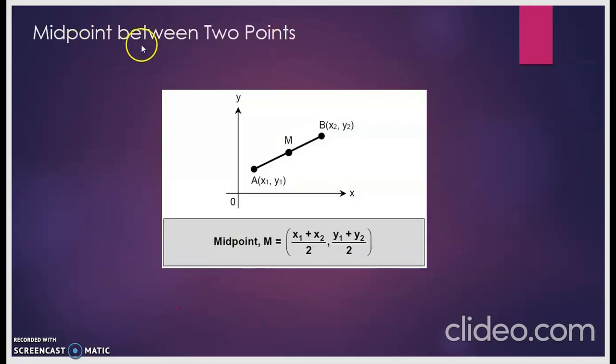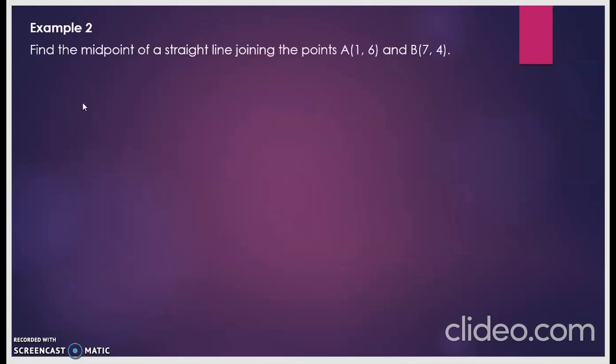Next, we look at the midpoint between 2 points. If you want to find the midpoint M of A and B, we can use x1 plus x2 over 2, y1 plus y2 over 2. Now we look at example 2, the second example. Example 2: find the midpoint of the straight line joining the points A and B. So now we want to find the midpoint.